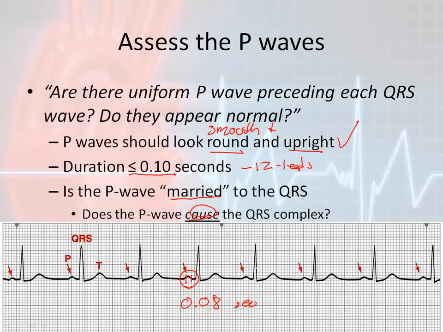You're not going to actually have to measure the P waves on rhythm interpretations for quizzes. You just need to know that it's less than 0.10 seconds. Now, is the P wave married to the QRS complex? And in this case, yes, it is married to the QRS complex, which means this P wave causes this QRS complex. So in this rhythm strip, the P wave is normal.